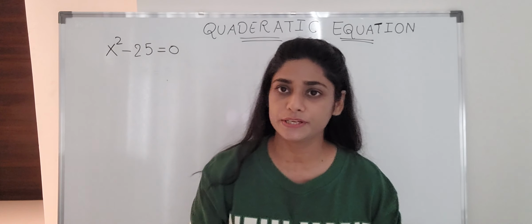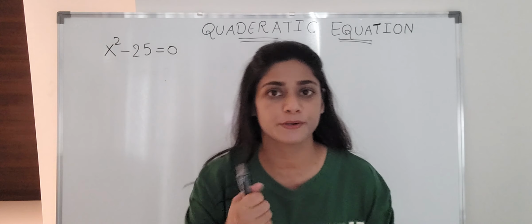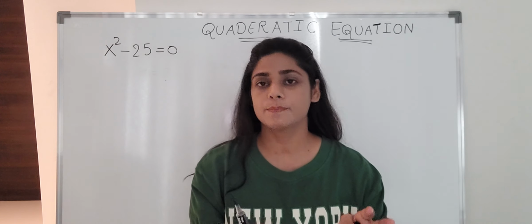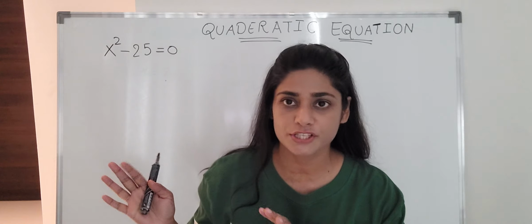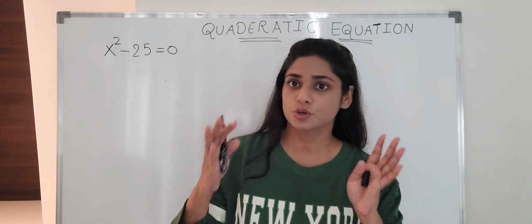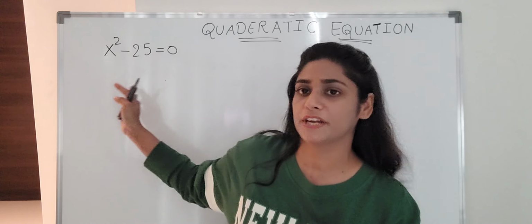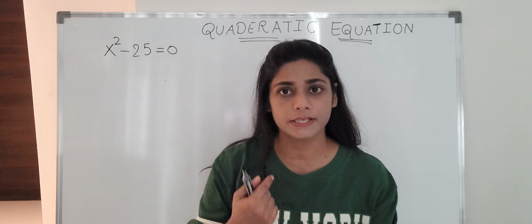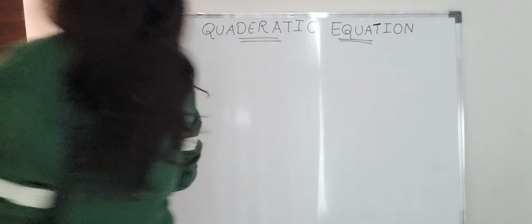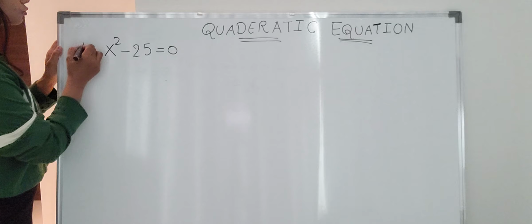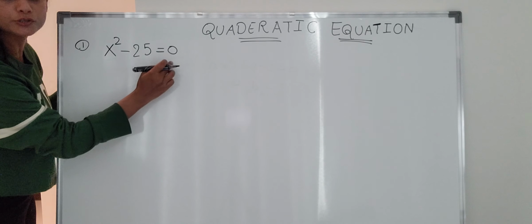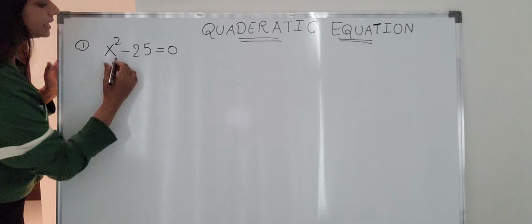So as we are doing quadratic equations, and in my previous video we learned about the basics of quadratic equations and some tricks. So today we will pick quadratic equations and we will find out the values. So let's start. First question is x square minus 25 equals 0, and here we need to find out this x variable value.